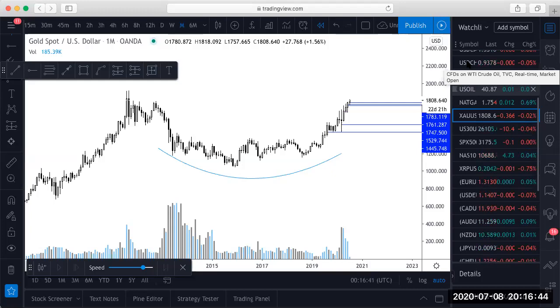Rosilla, good call. That is accumulation. Alfred, good call. That is definitely accumulation. So what does accumulation mean? What are we expecting in the market to happen?